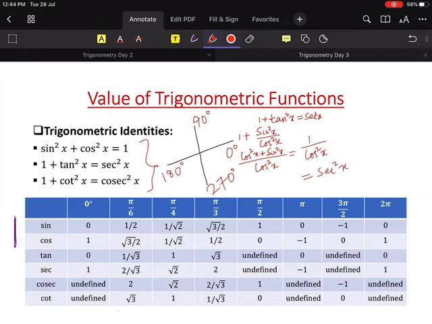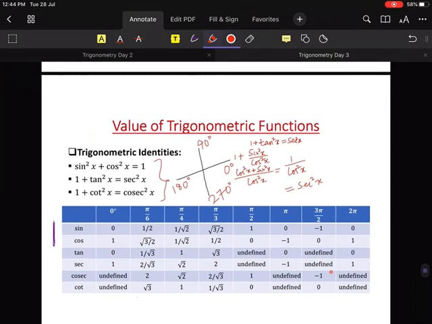Acha, now sine is 0. So cosec will be 1 by 0. That is undefined. Sine is minus 1. So cosec will be minus 1. Sine is 0. So cosec will be 1 by 0. That is undefined. Okay. Now the last one.